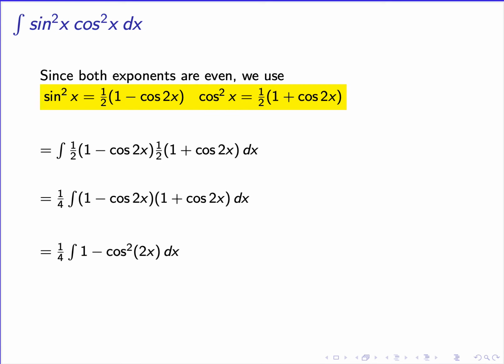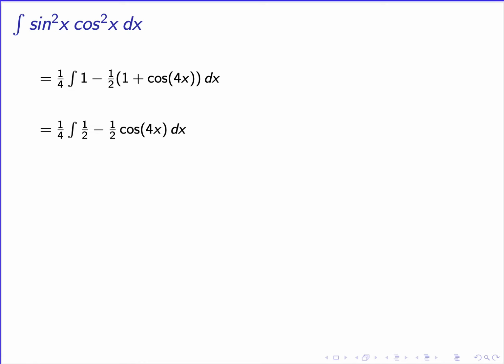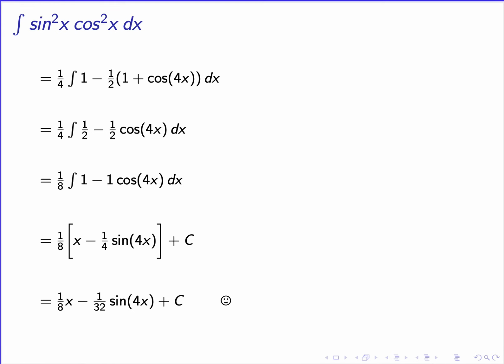Now the cosine squared, we have to use the double angle formula again. So cosine squared of 2x is going to be 1/2 times 1 plus cosine of 4x. So we'll replace that in the integral, and it gives us this. Now I'll distribute that half through there and combine the minus 1/2 with the 1. That gives us this. Before we integrate, let's factor out the half. Now we can integrate that and get this. And that's our answer.